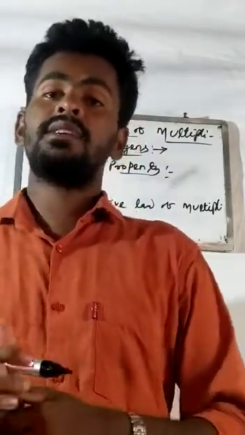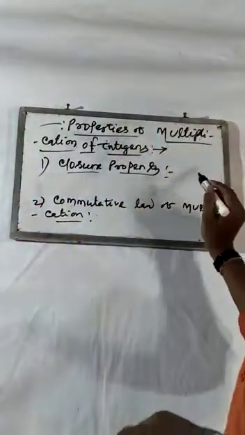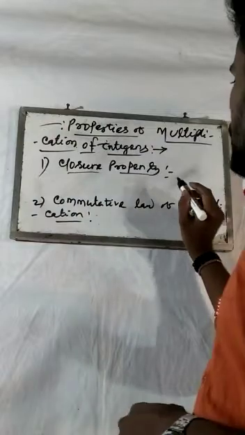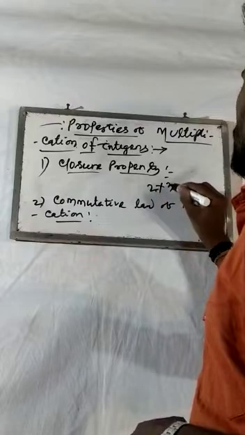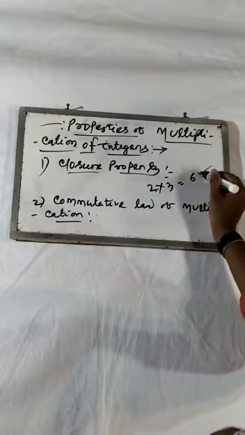Let's see, students, some properties of multiplication. What is the property? Now the first property is the closure property. The product of two integers is an integer. If 2 and 3 are two integers, then 2 into 3 equals 6. So the product is also an integer.